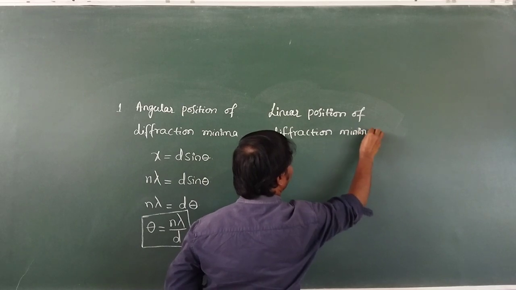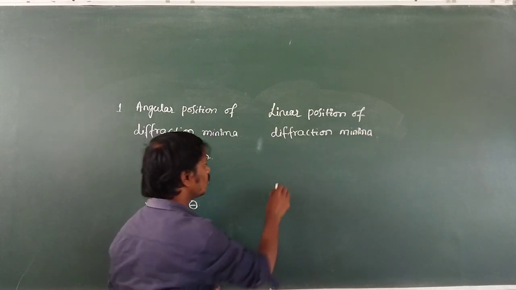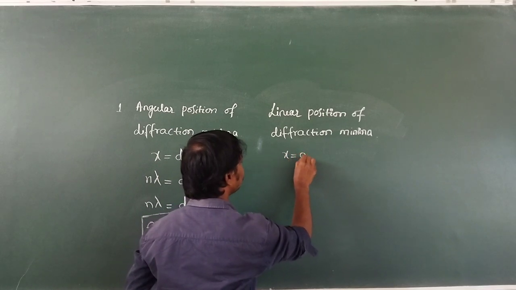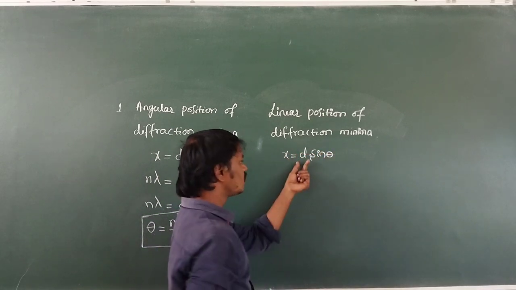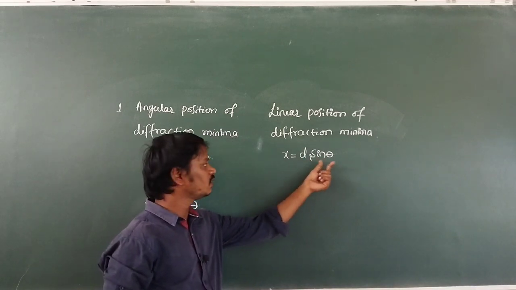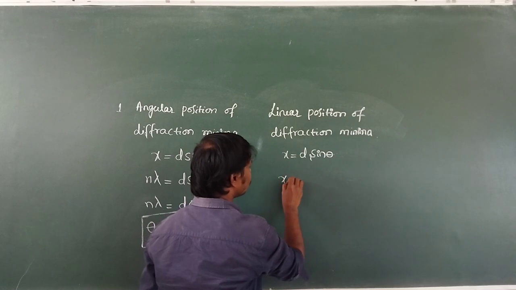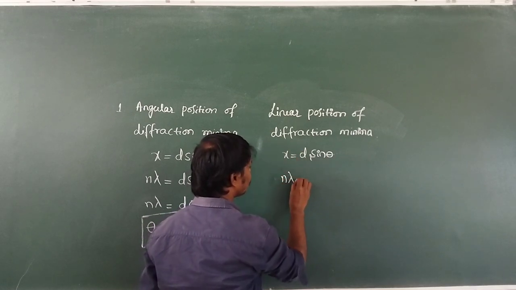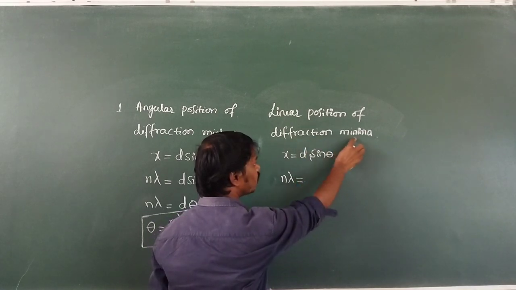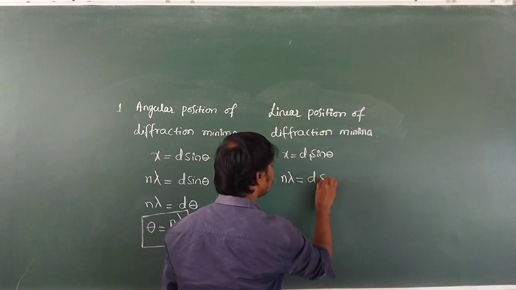Once again, I will write the path difference in case of diffraction minima. So that is x is equal to d sin theta. So one thing remember, what is d here? D is slit width, theta is angular position. Now x is equal to, instead of x I will write n into lambda, because path difference in case of diffraction minima is n into lambda. Then d into sin theta.